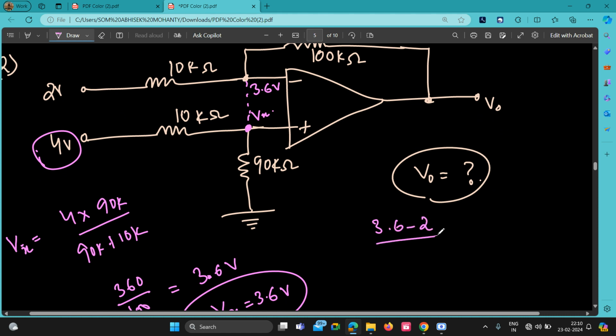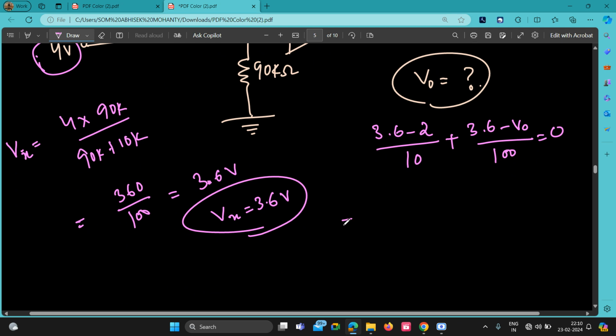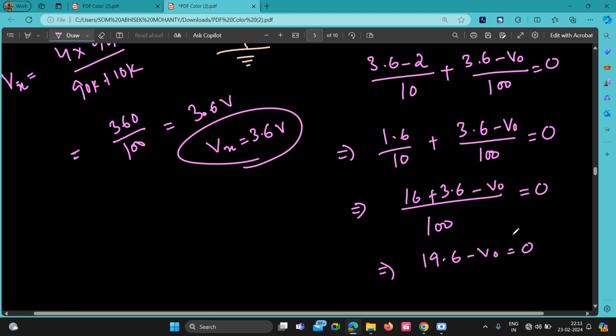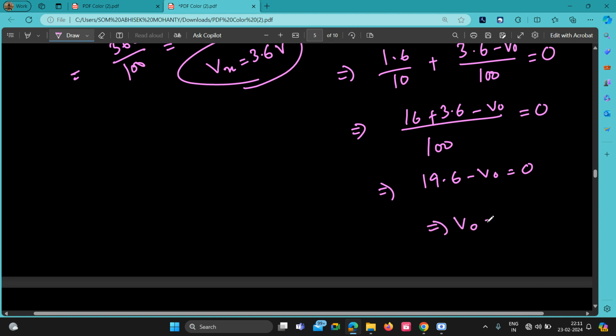3.6 minus 2 divided by 10 plus 3.6 minus V naught divided by 100 is equal to 0, isn't it? So just take the LCM. This is your 1.6 divided by 10 plus 3.6 minus V naught divided by 100 is equal to 0. If you take the LCM 100, this will be your 16 plus 3.6 minus V naught, that will be 0. So that will be 19.6 minus V naught is equal to 0. So V naught will be 19.6 volts. Okay. See how easy it is. It's also very fun to solve this kind of questions.